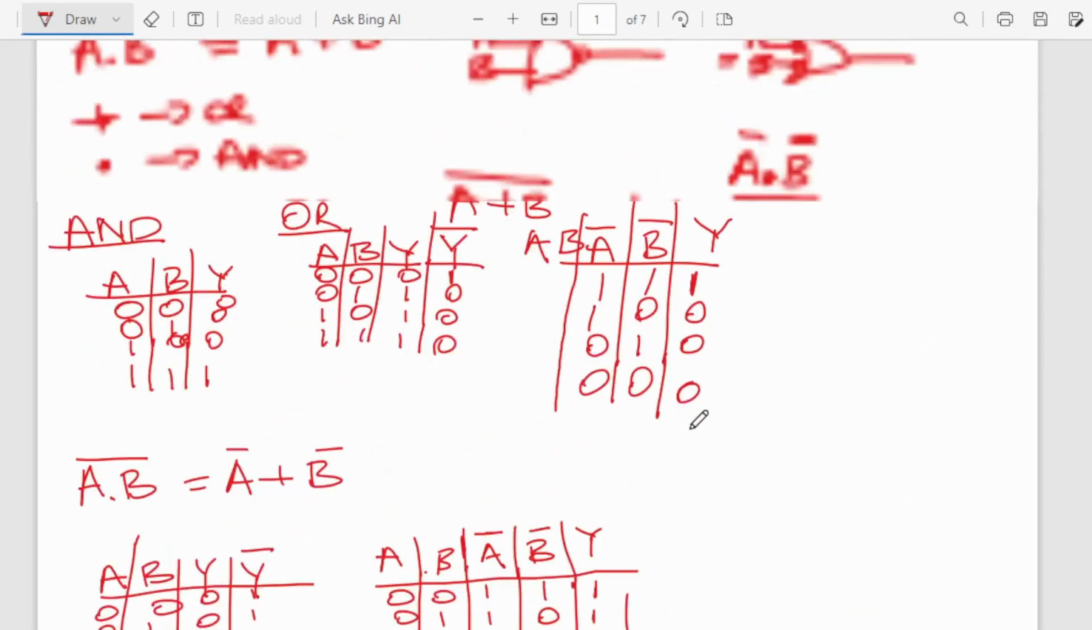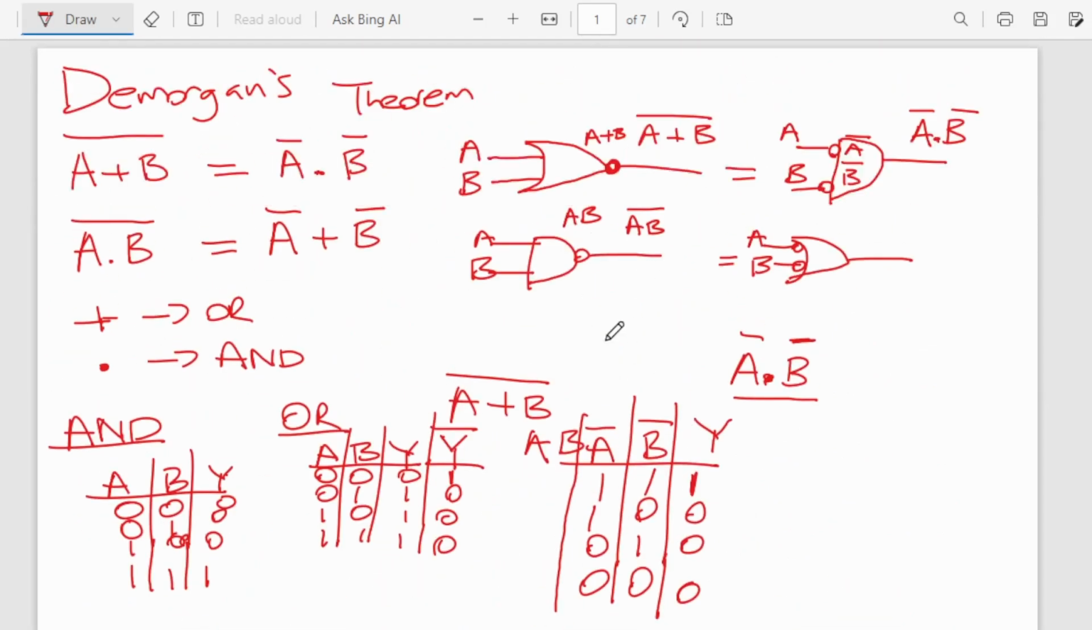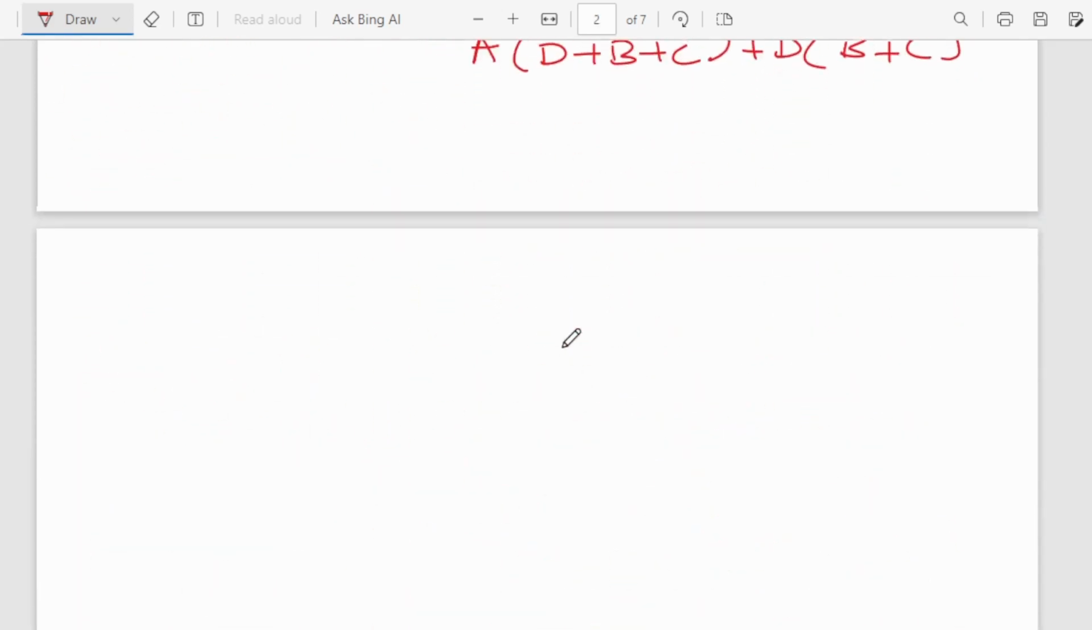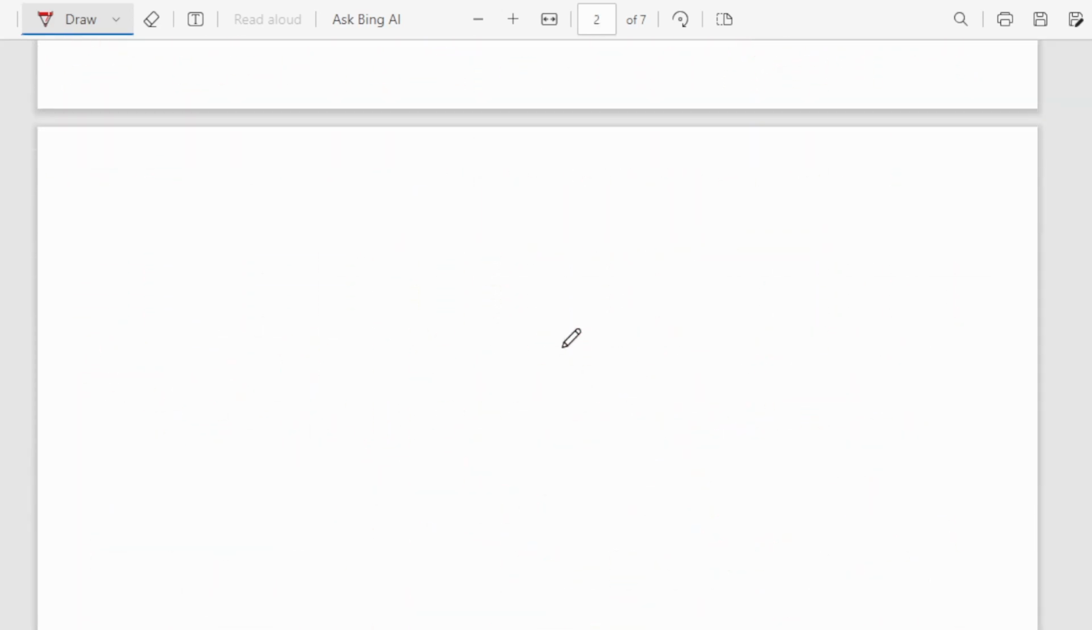So again, how do you prove DeMorgan's theorem? Like I said, you need to write the truth table for each of the expressions, and if the truth table is the same, then these two gates are the same. Okay, so again, knowing DeMorgan's theorem brings us to a topic that we will consider called universal gates.